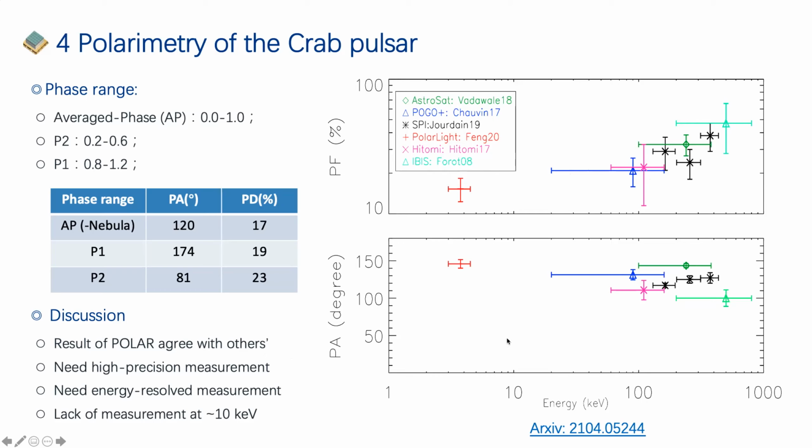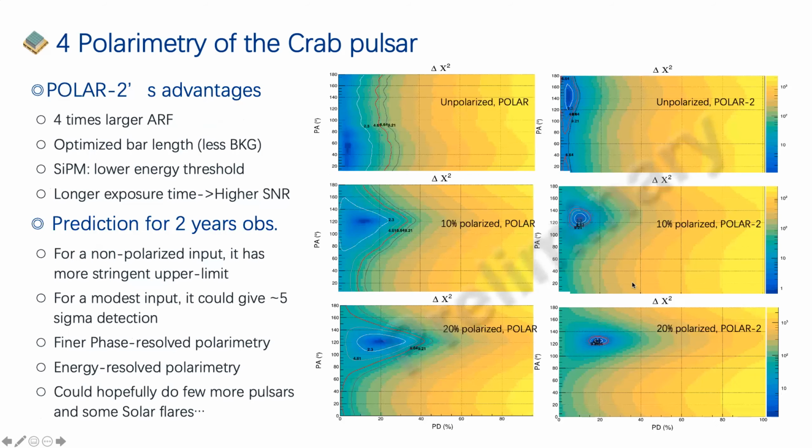Additionally, if you look at these points, we see there is no measurement at around 10 keV. So all of these motivate us to do something with POLAR-2. POLAR-2 has a lot of advantages over POLAR. Martin already introduced that. So in a word, it will obtain observations of the Crab Pulsar with much higher signal to noise ratio.